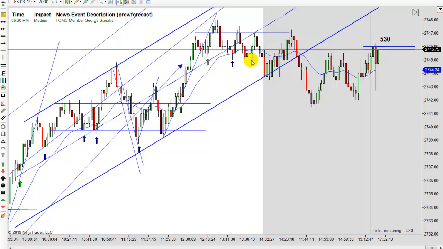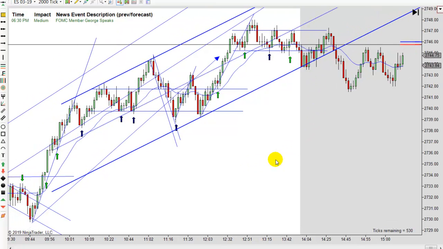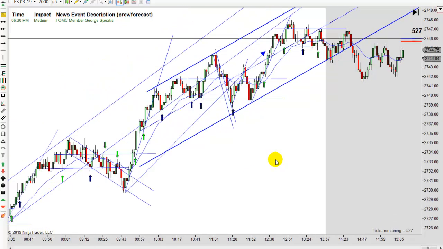So you may consider that one. I'll mark it green. It's just not a great setup. And of course, that got you in the 2 o'clock hour. So the trading in the afternoon wasn't too bad.